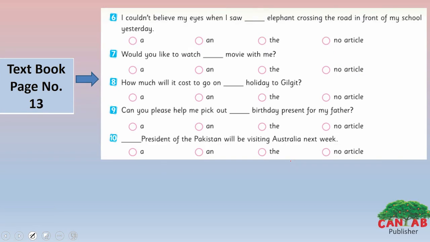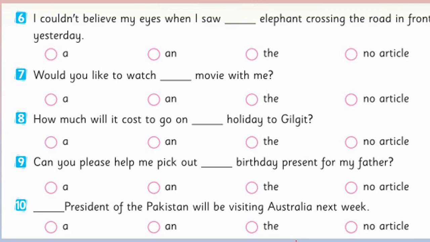Look at page number 13. Starting from the 6th one. I couldn't believe my eyes when I saw an elephant crossing the road in front of my school yesterday. Yes, we have discussed this in the examples. We will put an here because it is starting with the vowel sound e, elephant. Look at the 7th one. Would you like to watch a movie with me? Yes, a movie with me. Look at the 8th one. How much will it cost to go on holiday to Gilgit? Here Gilgit is a proper noun and specified, capitalized. We will choose the here.